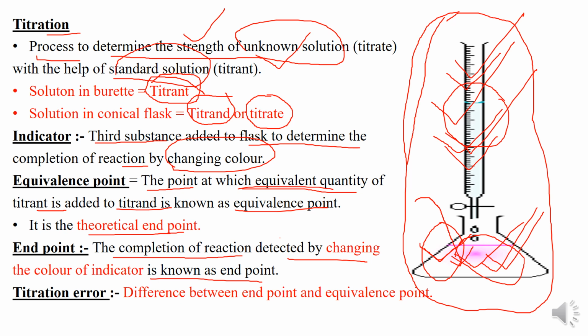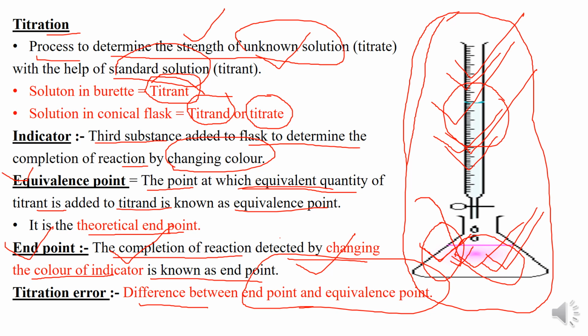After the completion of the reaction, the endpoint is obtained, and the completion of the reaction is detected by the change in color of the indicator. Titration error is the difference between the endpoint and the equivalence point. Endpoint and equivalence point may not be the same, and this difference is known as titration error.